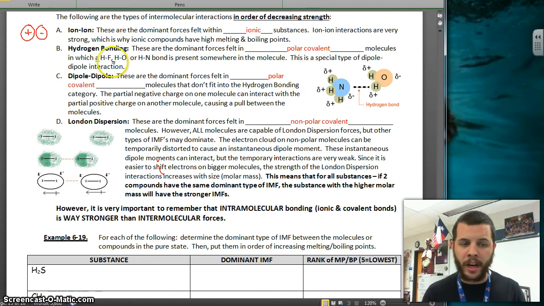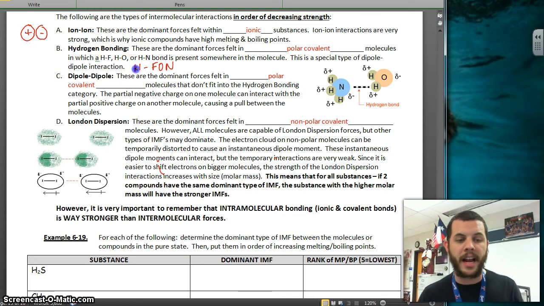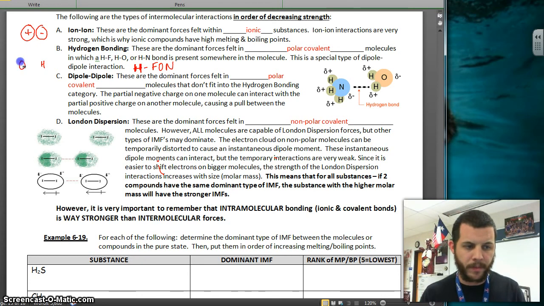attached to either a fluorine, an oxygen, or a nitrogen. The way I like to remember this is H fon. If you have a hydrogen attached to any of those three atoms, then it can be a hydrogen bond. So what's happening here is you've got a hydrogen and then you've got an oxygen.